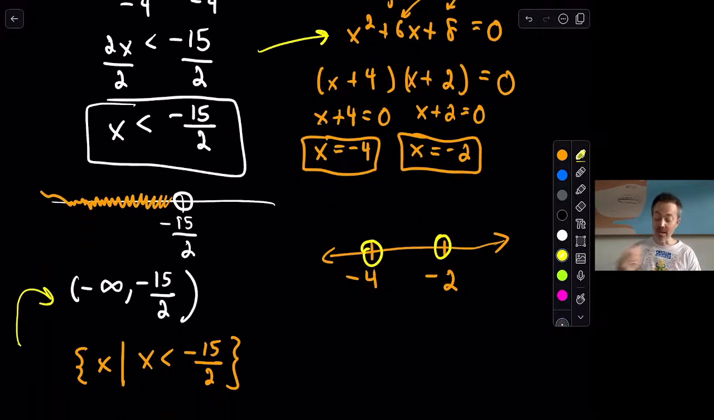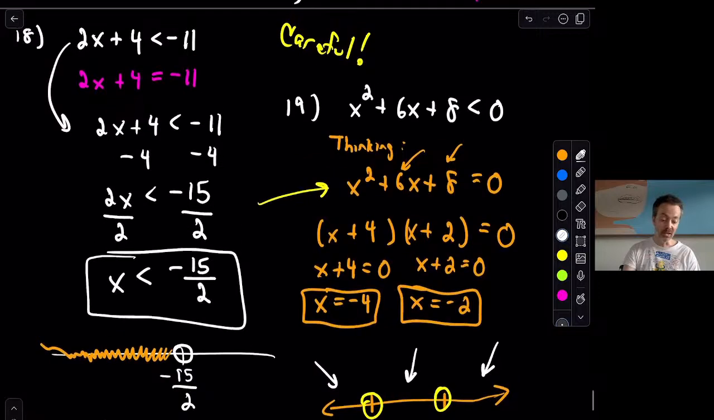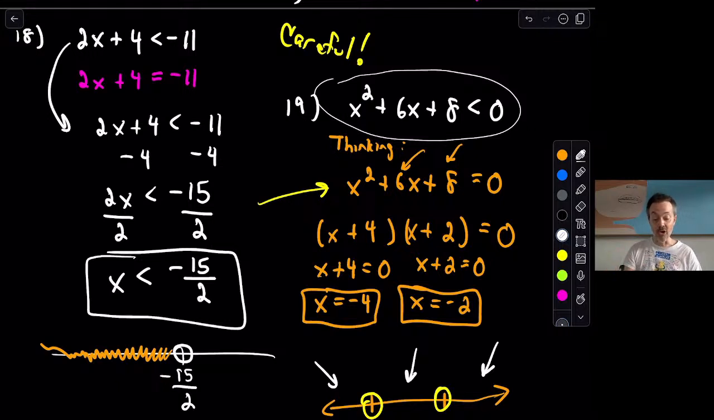And now this is where you have to just test points, and this is where it gets annoying. So I've got three intervals, right? I've got numbers less than -4. I've got numbers in between -4 and -2. And then I've got stuff bigger than -2. What you have to do is just take a number from each one of those intervals, plug it back into your inequality, and think, does it work? Do I get something less than 0? Because that's what we want. We want values at the end of the day that are less than 0. That's good.